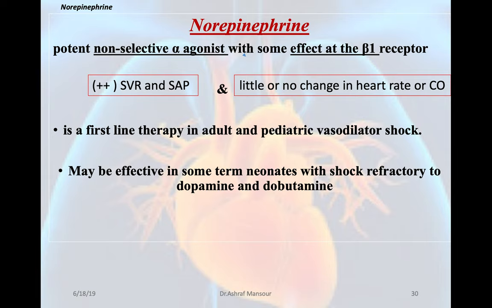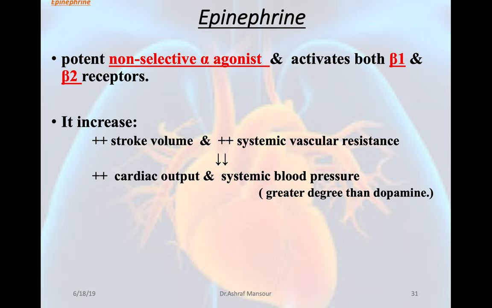This is norepinephrine, and it is considered the first line therapy in adult and pediatric vasodilatory shock. It may be effective in some term infants with shock refractory to dopamine and dobutamine, especially in cases of severe gram-negative sepsis. Epinephrine is a potent non-selective agonist, so it will affect both the beta 1 and the beta 2 receptors.